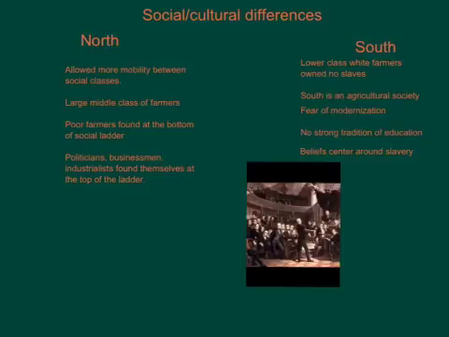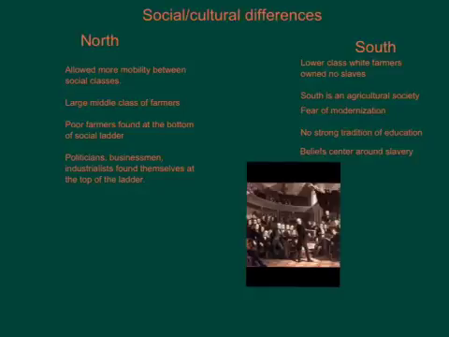The North and South also had very different social and cultural lives. The North allowed more mobility between classes. Most of their middle class was made up of farmers. Some of the poorer farmers found themselves at the bottom of the social ladder. Politicians, businessmen, and industrialists found themselves at the top of the ladder.